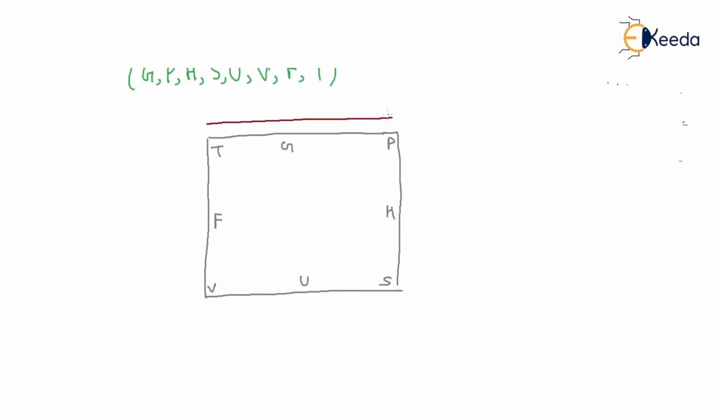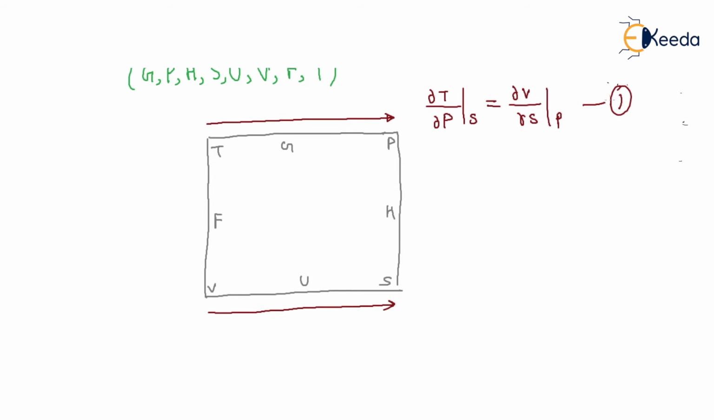If you write like that, what is number first? ∂T/∂P from tail to diagonal opposite at constant S. Again you draw a parallel line here, ∂V/∂S opposite, at constant P. This is the first, no problem, match it: ∂T/∂P at constant S.